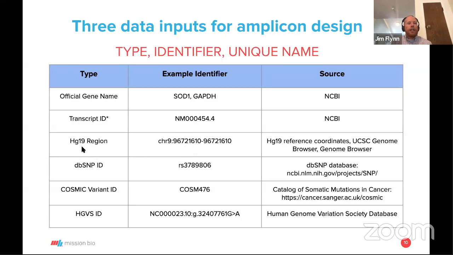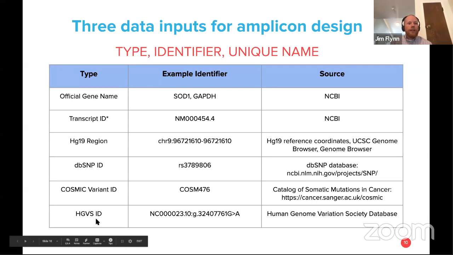You can also put an HG19 region, so you can designate any chromosome in the genome, and then the base positions in HG19. That's particularly useful if you're looking for a particular hotspot that you want to cover, or a small region or indel. You just provide the coordinates of that, and then the designer understands that you're trying to target that region, and will build an amplicon around that. It also supports common databases, so things like dbSNP IDs, COSMIC variant IDs, or HGVS IDs. You can put those in.